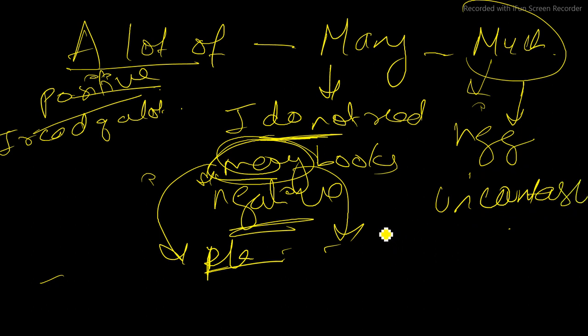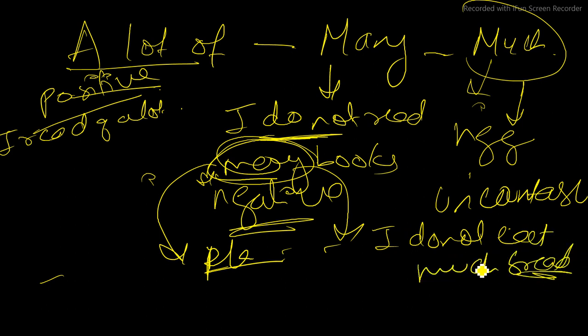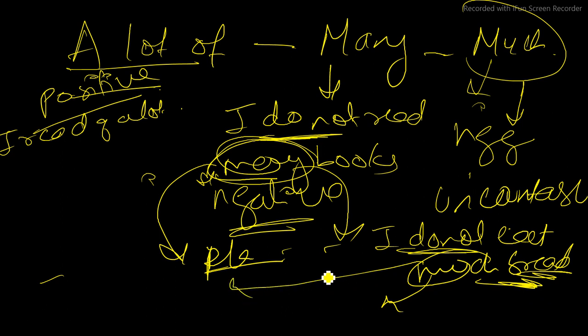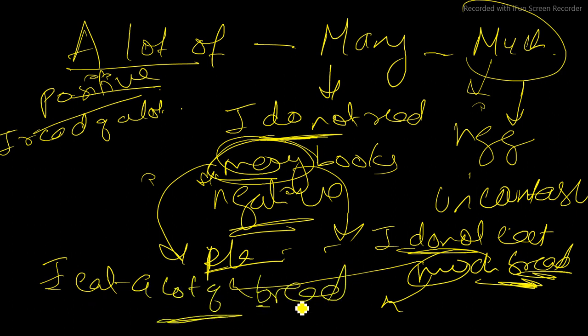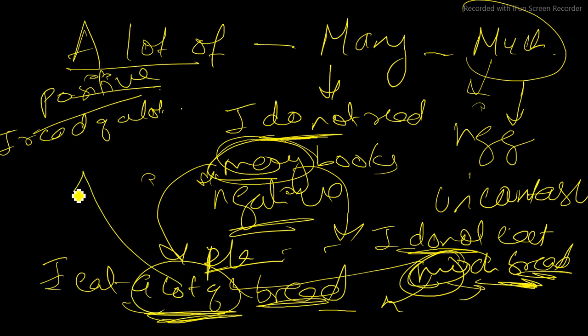For example, I do not eat much bread. So it is going to be used with an uncountable noun, bread, and in a negative connotation, I do not. If I have to change it into a positive, what will I write? I eat a lot of bread. I said a lot of can be used before countable and uncountable nouns. Much will be used before uncountable nouns, and a lot of will always be used in a positive sense.